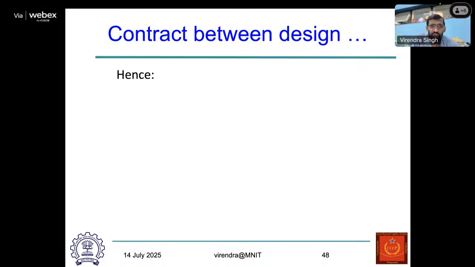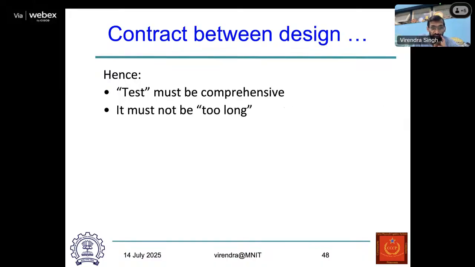Now those tests must be comprehensive. That means they should give me full confidence that this design has been correctly manufactured on the silicon chip. And the test must not be too long. That is very important. I'll come to this point, why this is so important.